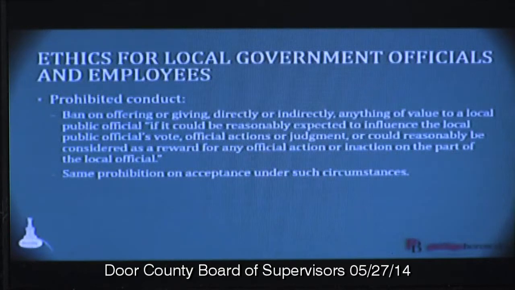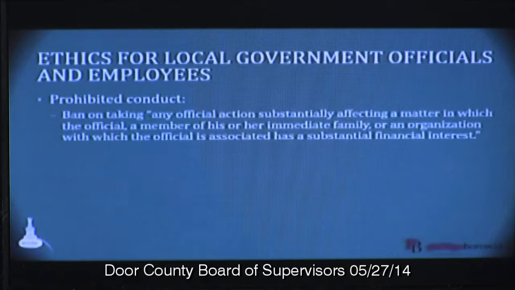It's also under 19.59, there's a ban on offering or giving directly or indirectly. So it doesn't have to be direct, it can be indirect. Anything of value to a local public official if it could be reasonably expected to influence the local public official's vote, actions, or judgment, or could be considered a reward for action or inaction. And so again, the statute uses some of those vague terms. Reasonably expected to influence. What does that mean? That's a tough one. Again, we're defining the gray area where, whenever we have this situation arise, you need to go talk to your corporation counsel and get some guidance and advice.